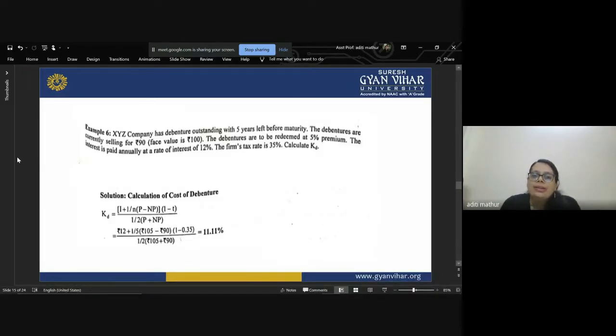XYZ company has debentures outstanding with 5 years left for maturity. The debentures are currently selling at 90. That means their face value is 100, but they are selling at 90. That means it is a case of discount. The debentures are to be redeemed at 5% premium. That means your redeemable value will be more. It will not be the same as the face value, because it is given in the question that it will be redeemed at 5% premium. The interest is paid annually at the rate of 12% and the tax is 35%.